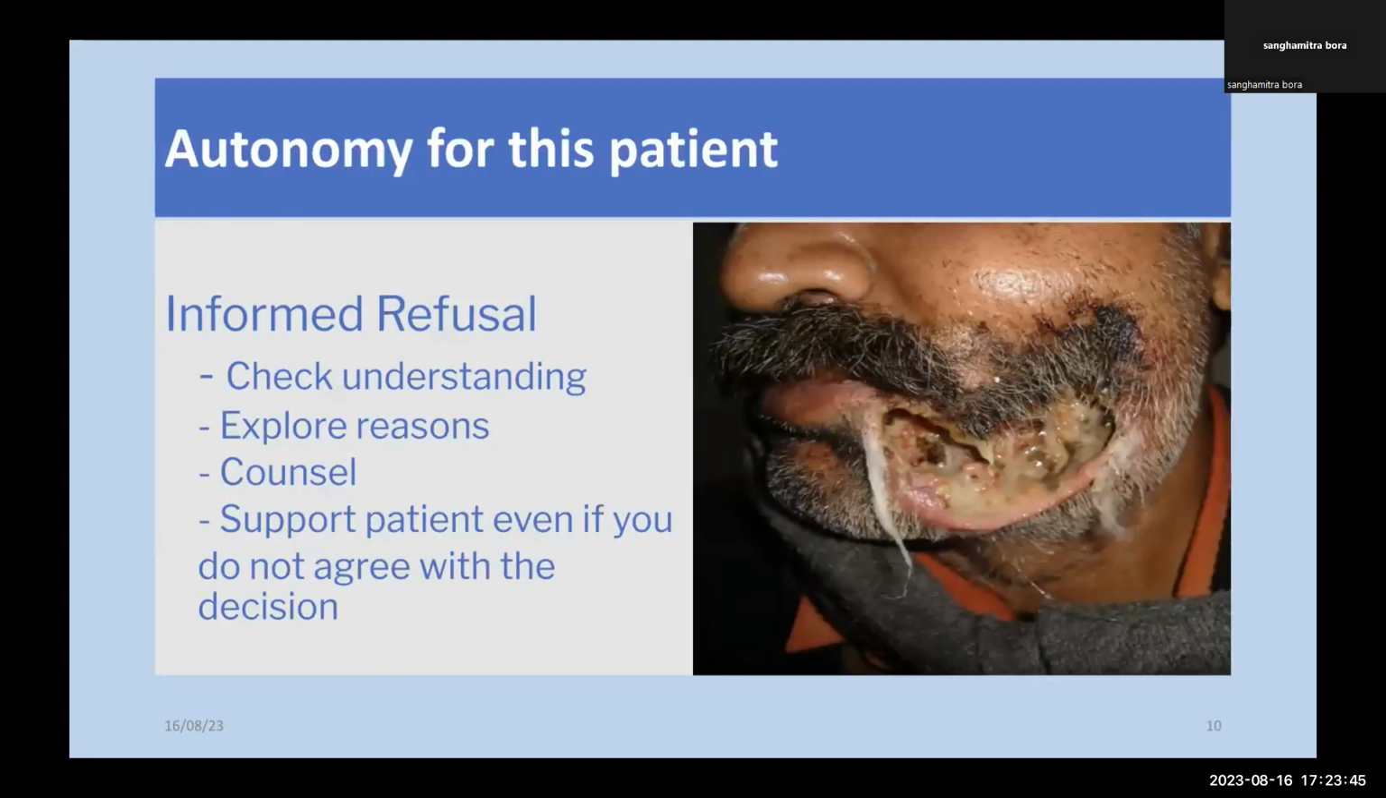So for this particular patient, the autonomy is taking an informed refusal. And when we talk about informed refusal, we need to check the understanding of the patient. Does the patient understand the treatment at all? Have you checked what he understands about Ryle's tube? How is it going to be inserted? Where is it going to go? How is it going to help him?